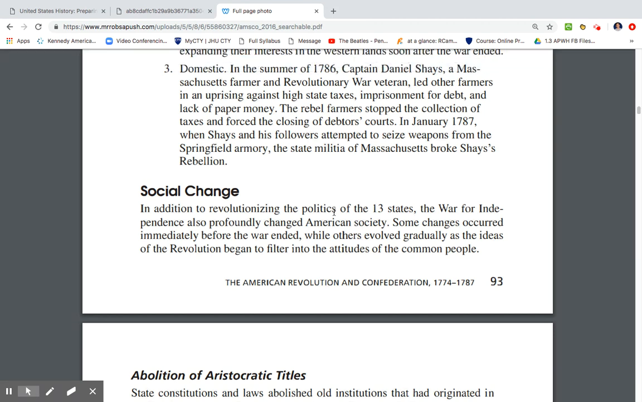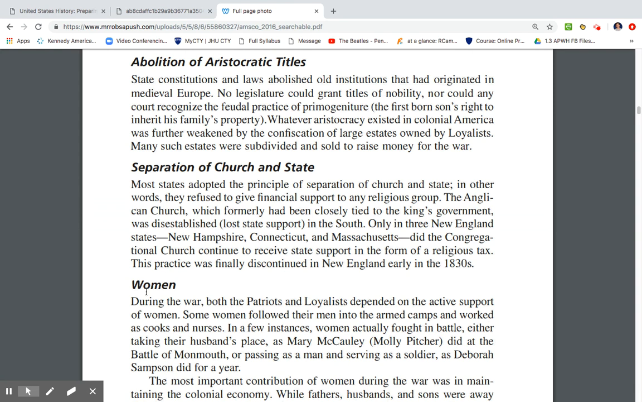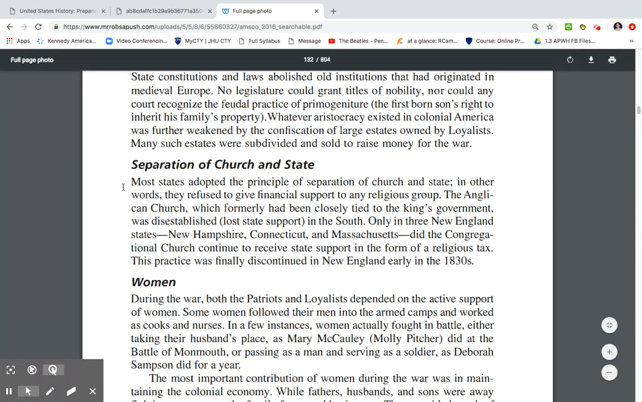Social change. In addition to revolutionizing the politics of 13 states, the war for independence also profoundly changed American society. Some changes occurred immediately before the war ended, while others evolved gradually as the ideas of the revolution began to filter into the attitudes of the common people. Abolition of the aristocratic ties. So these are some social changes.